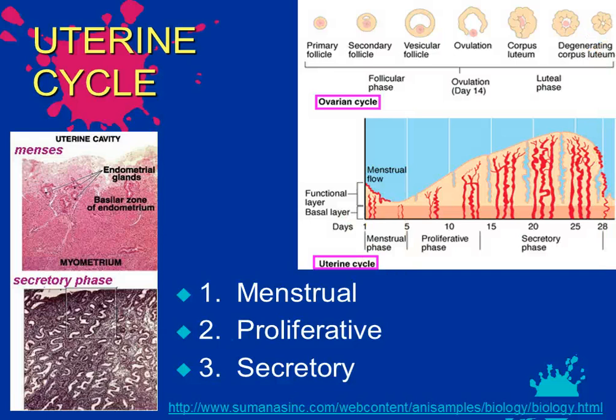You can see over on the left, two histology slides. The bottom one is showing you the max. That would be the secretory phase during the max thickness, and those ziggy-zaggy white areas in there are glands that are developing.